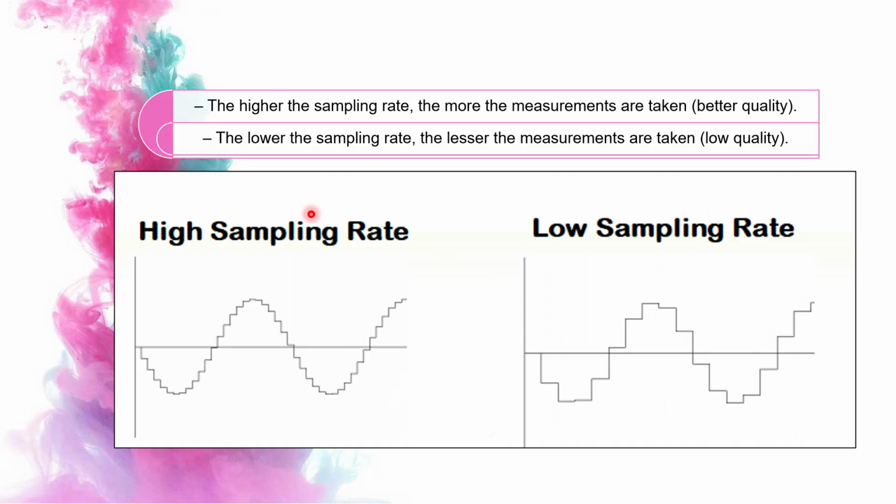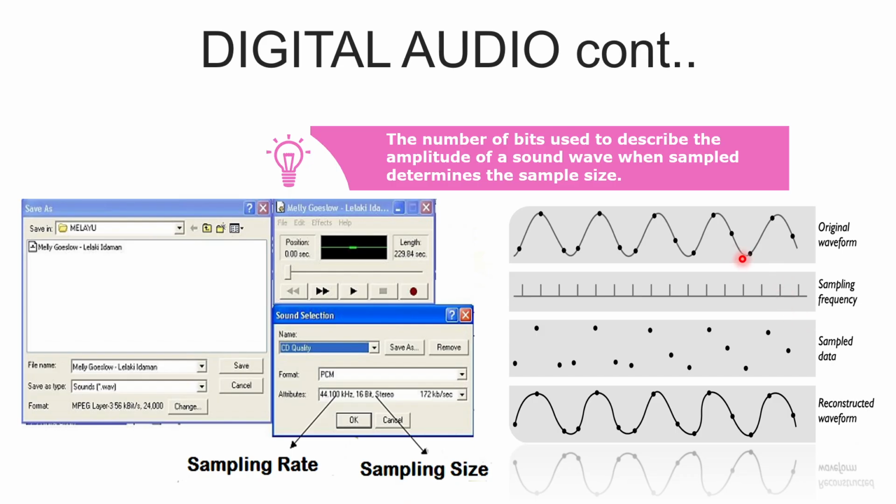Here is the example of the sampling rate. Basically, the higher the sampling rate, the more measurements are taken. So that one is the better quality for a high sampling rate. And the lower the sampling rate, the fewer measurements are taken. So basically, this one is the low quality of the sampling rate. You can see here the example.